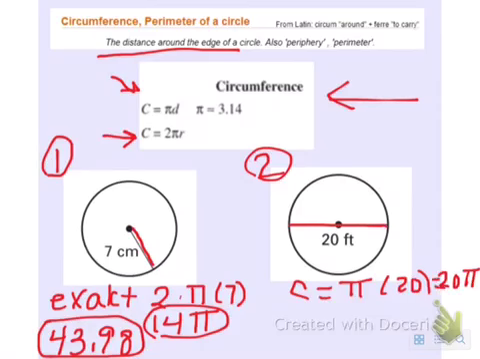If I wanted the estimated answer, I would put 20 pi in my calculator, so I would press 20, Shift, pi, press equals, and then again I would need to press my SD button, and it's going to give me 62.83. So in both cases there, I found the circumference using either the formula that has the radius or the formula that has the diameter.